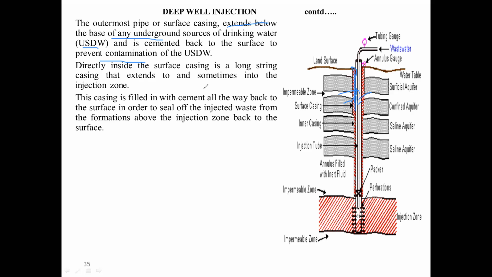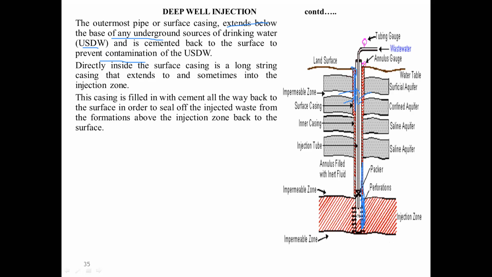Then directly inside the surface casing is the long string casing that extends to, and sometimes into, the injection zones. That is, up to the point of injection, this casing is going to be extended, and at some point this casing goes even deeper. If the area is somewhat impervious, then this is going to go inside the injection zone. This casing is filled with cement all the way back to the surface in order to seal up the injection waste formation, and the formation of the injection back to the surfaces.